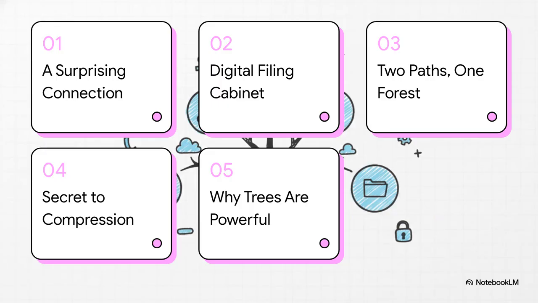Okay, so here's our game plan. First, we're going to unpack this surprising connection. Then, we'll look at how trees act as your digital filing cabinet and how a computer actually explores them. After that, we'll dive into their secret role in file compression, and finally, we'll wrap up with what makes this simple structure so incredibly powerful.